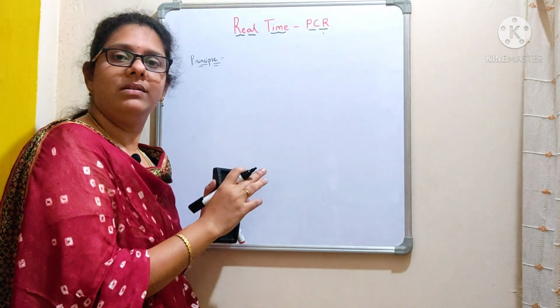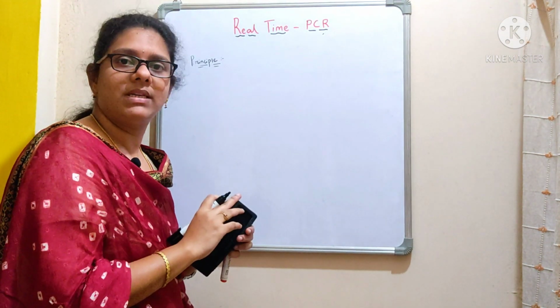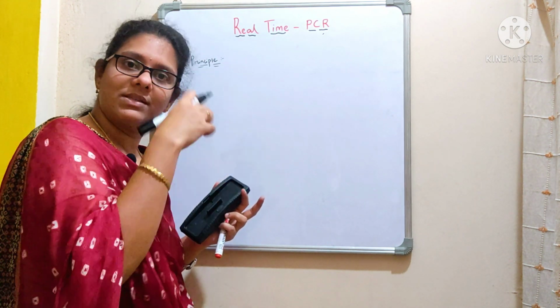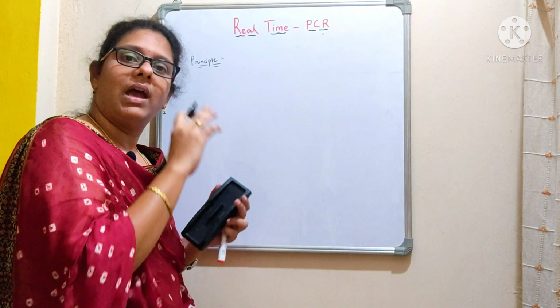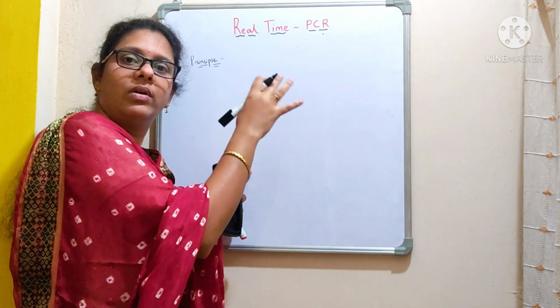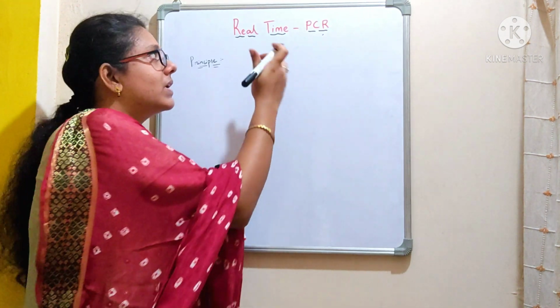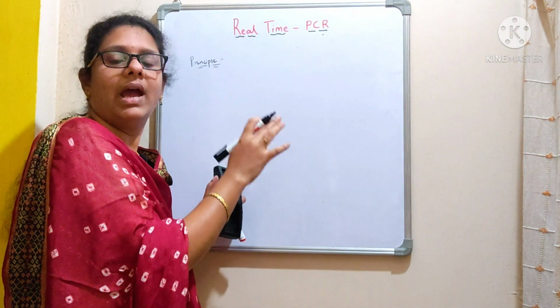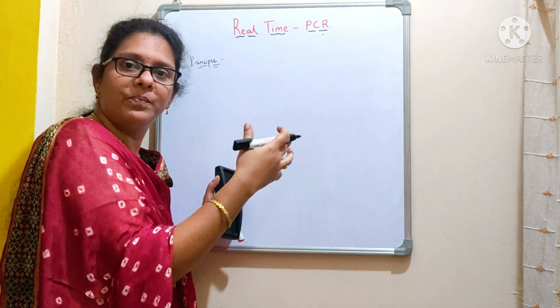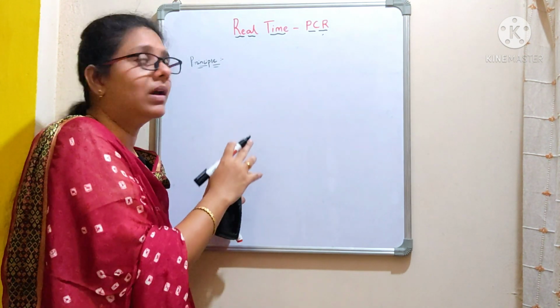The principle is the same as PCR, where we set up a reaction and that reaction mixture is kept in a PCR machine, but instead of going with electrophoresis, here we are going to monitor the progress of the reaction in real time. And with the help of fluorescence as a marker, we are going to detect the PCR product.